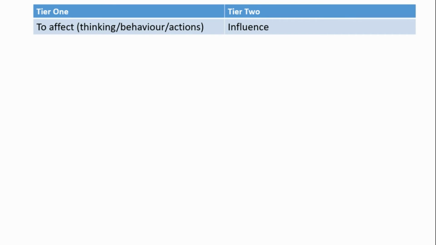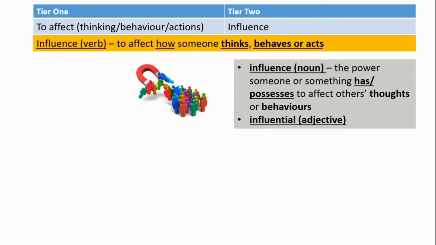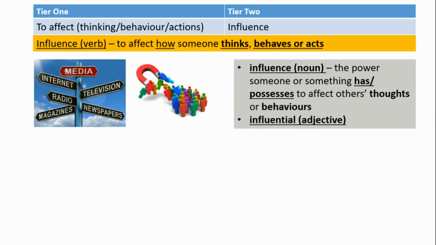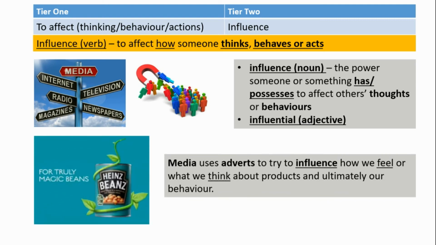Okay, now, as we looked at last week, we are looking at tier 1 and tier 2 words. So we do want to develop our vocabulary and more often than not use tier 2 words. So the tier 2 word influence means to affect somebody's thinking or their behaviour or their actions. As we've gone over before, it's the power someone has over somebody or something, and it affects others' thoughts or behaviours. So what we find is in the media, adverts are used to influence how we feel or what we think about products and ultimately our behaviour.